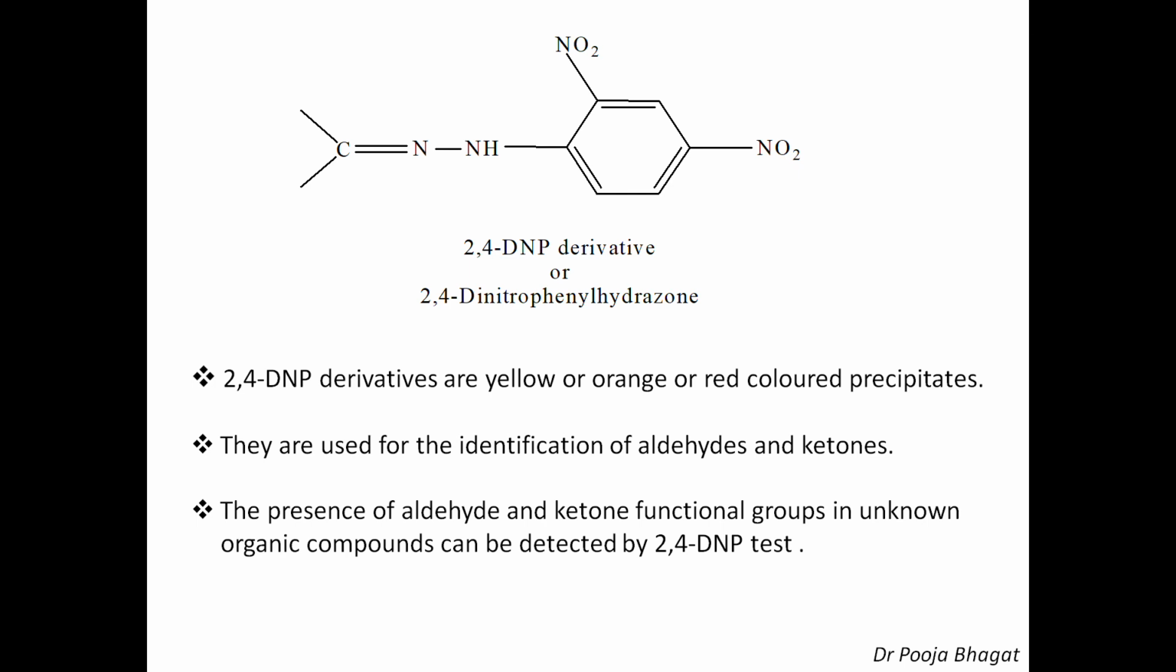If an unknown compound is given to us and we have to find out whether it is a carbonyl compound or not, we perform this 2,4-DNP test. If by treating with the 2,4-DNP reagent, the unknown compound gives a yellow or orange or red colored precipitate, then it shows that the unknown compound is a carbonyl compound, which can be an aldehyde or a ketone. Okay, so this is a very important test for identification of aldehydes and ketones. This is the 2,4-DNP test.